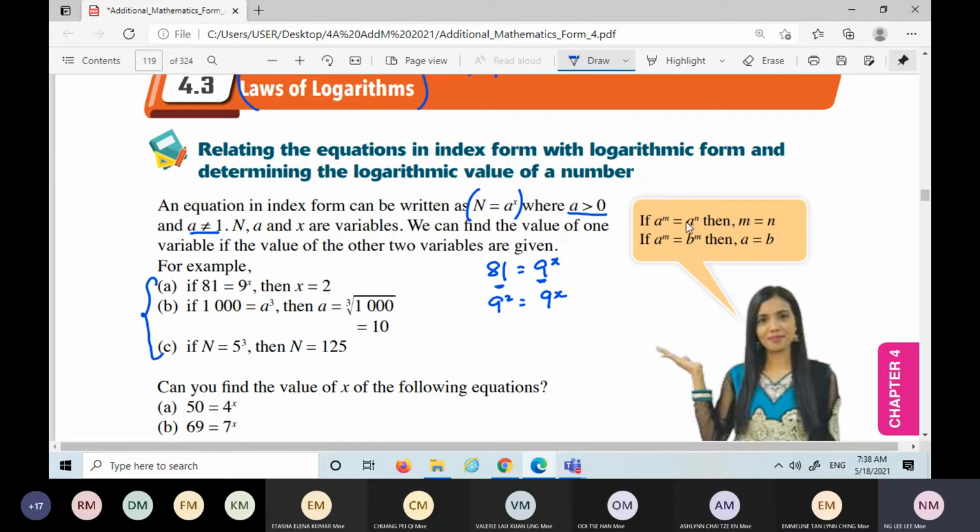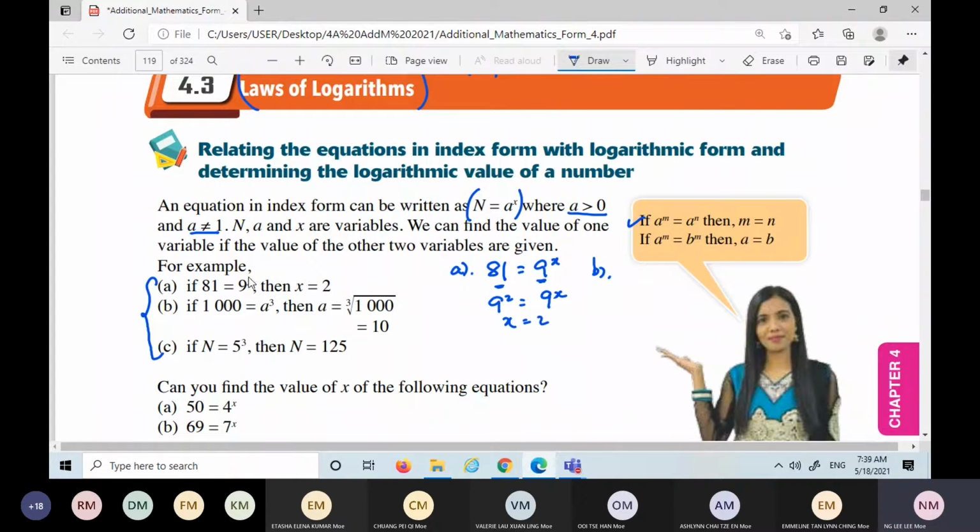Then you follow these rules: if the bases are the same, you can compare the index. So if the base is the same, you compare the index. Therefore x is 2 here. This is for A. Revision a bit. Now we go to B.